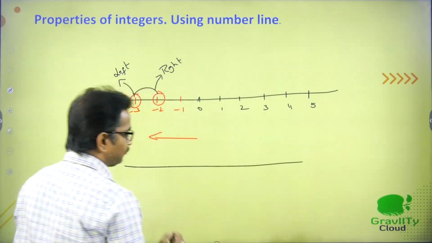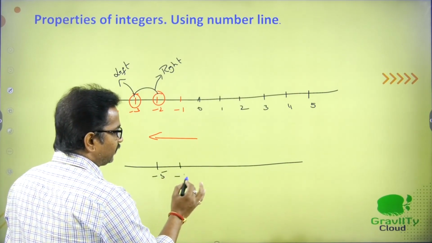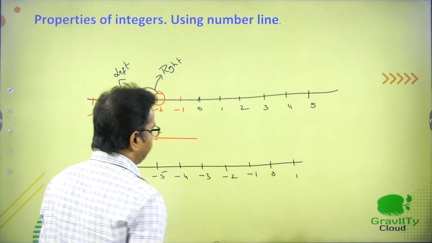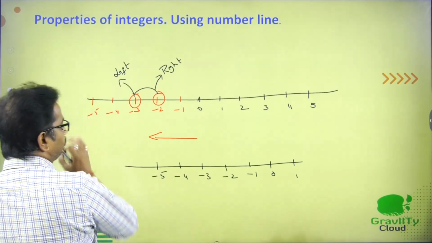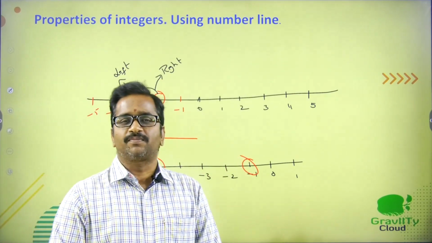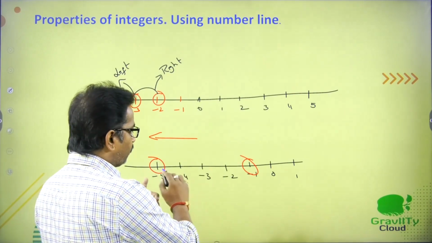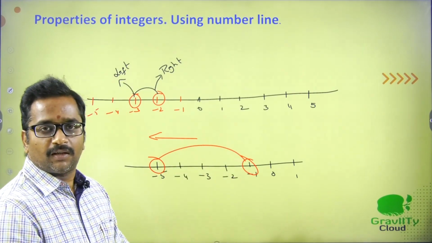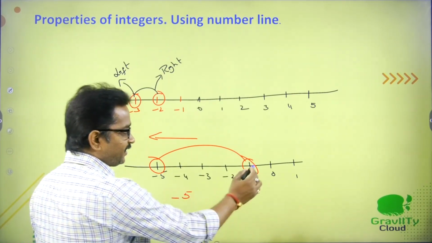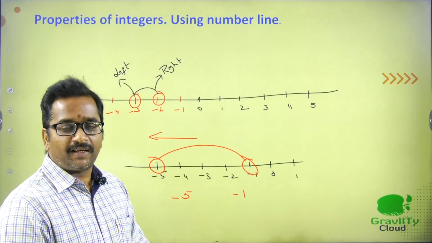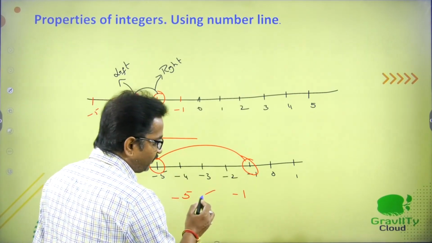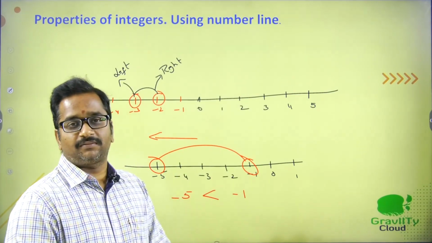Now let us see one more example. Suppose these are integers: minus 5, minus 4, minus 3, minus 2, minus 1, 0, 1. Suppose I take two numbers, this number and this number. Tell me out of these two, which is the bigger number, which is the smaller number? So I am going to compare these two. The left side number is what? Minus 5. What is the right side number? Minus 4. Which number is bigger, which is smaller? I said the left side number is the smaller number. So minus 5 is smaller than minus 4.